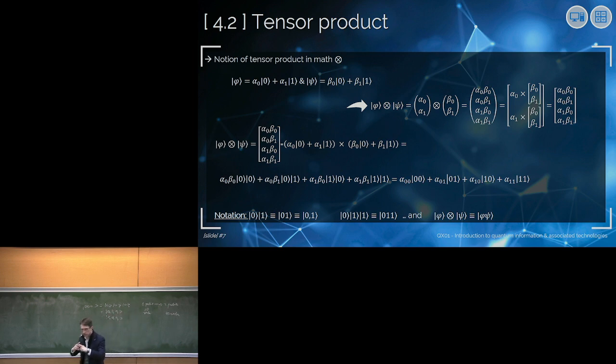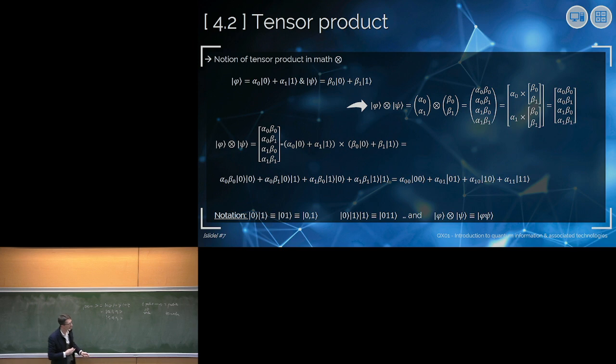And there is one operation in math, the so-called tensor product, that we usually write as a circle with an x in the middle. And so if I take the tensor product between these 2 qubits, phi and psi, then if I want to put these 2 qubits together, I have to use the tensor product operation in order to, at the end, get a 4-dimensional vector.